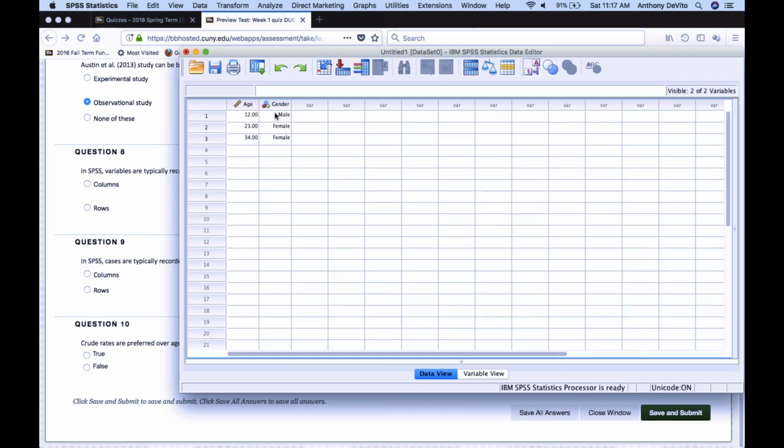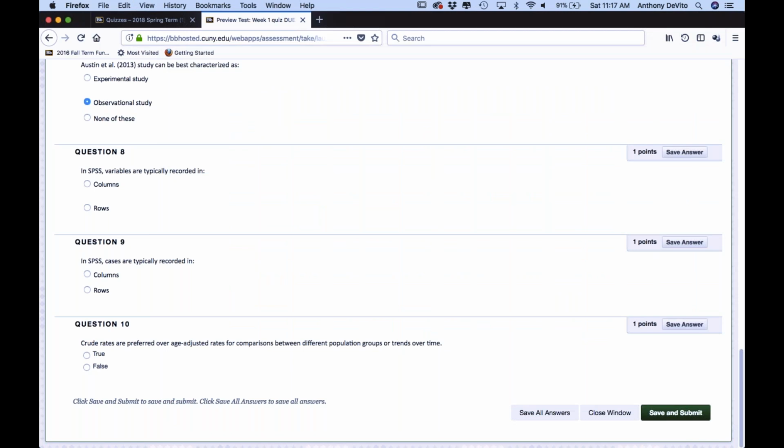And we'll go back and we can see that that's going to be at the top of the column. Now it's going to be a little bit clearer. Okay, so variables are typically recorded in columns, and cases typically in rows, in SPSS. Next: crude rates are preferred over age-adjusted rates for comparison between populations or groups or trends over time.